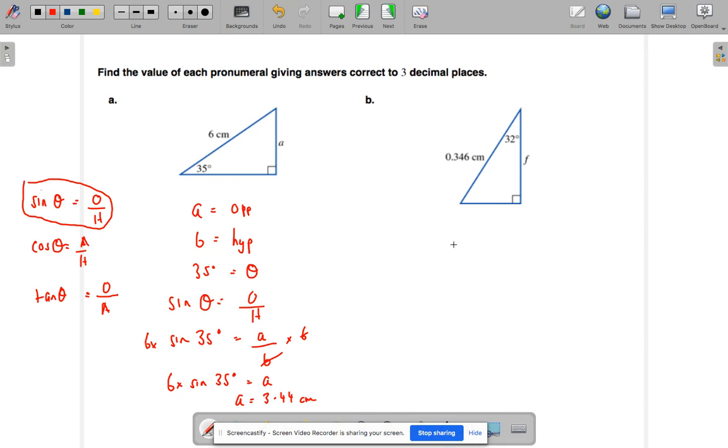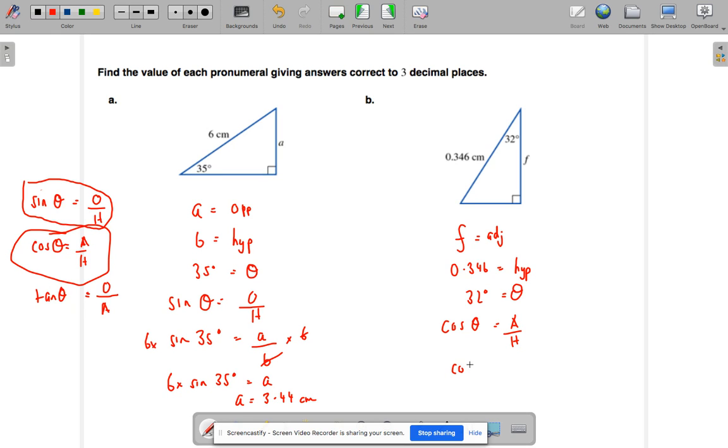we've got another situation here, and we need to write down what we've got. So F is our unknown, and F this time is our adjacent. We've got 0.346. That's our longest side. That's our hypotenuse. And 32 degrees is our theta. All right, which rule? We've got adjacent, hypotenuse, and theta. So we're going to use cosine this time. Let's write the rule down. Cosine theta equals adjacent over hypotenuse.